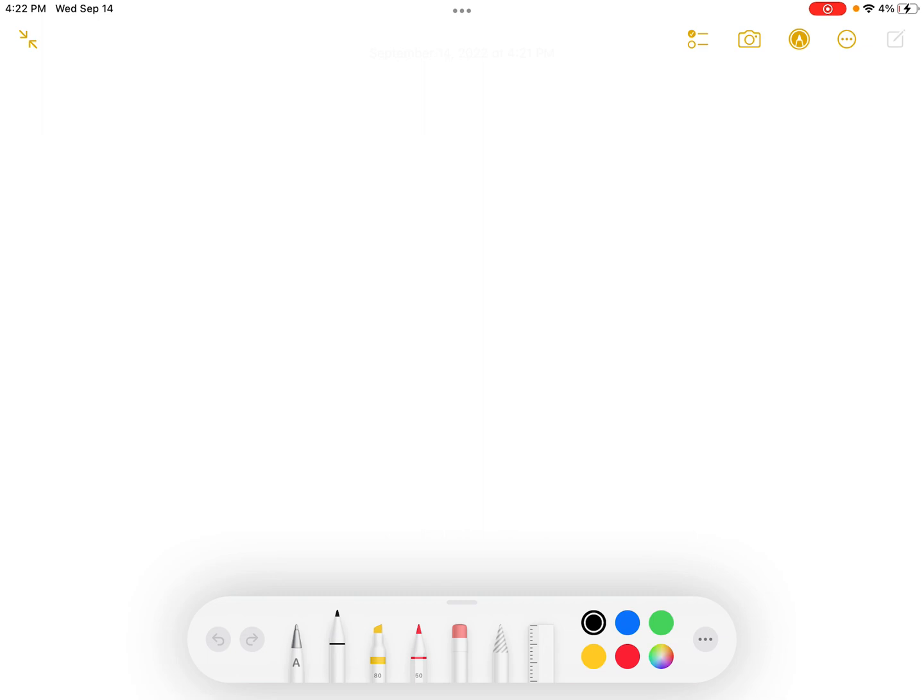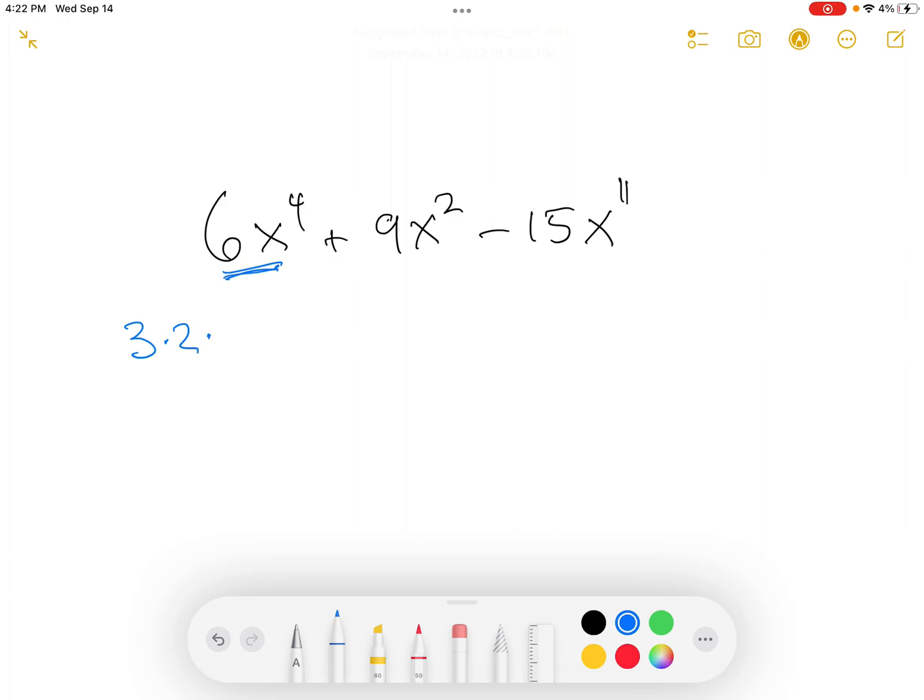Let's say we've got something like this: 6x to the 4th plus 9x squared minus 15x to the 11th. All right, let's think about what these are if we break them down into their pieces. 6 is the same thing as 3 times 2. 6x to the 4th, we got 4 x's: 1, 2, 3, 4. Let's break apart 9x squared. So that's 3 times 3 times x times x. Let's break apart 15. That's 3 times 5. X to the 11th is 11 x's.